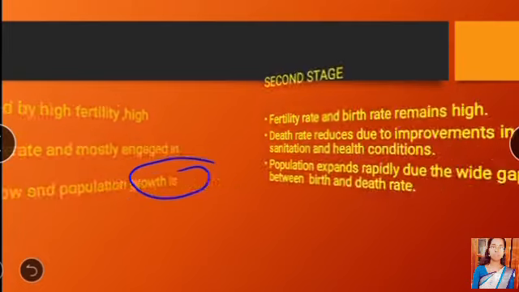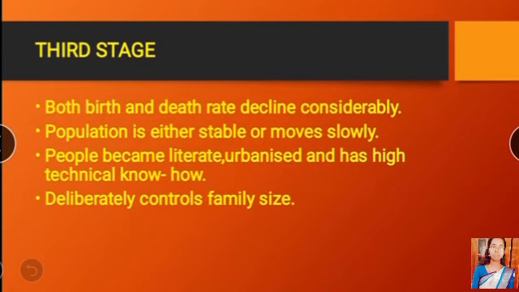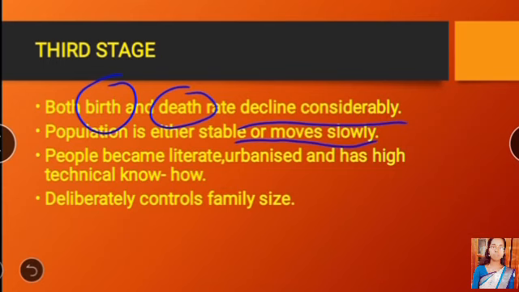Now the last stage of demographic transition, that's the third stage. Both birth and death rate decline considerably. Both the fertility rate and the mortality rate decline considerably. The population is either stable or moves slowly because the birth and death declines. So there is a stable population or it moves very slowly.